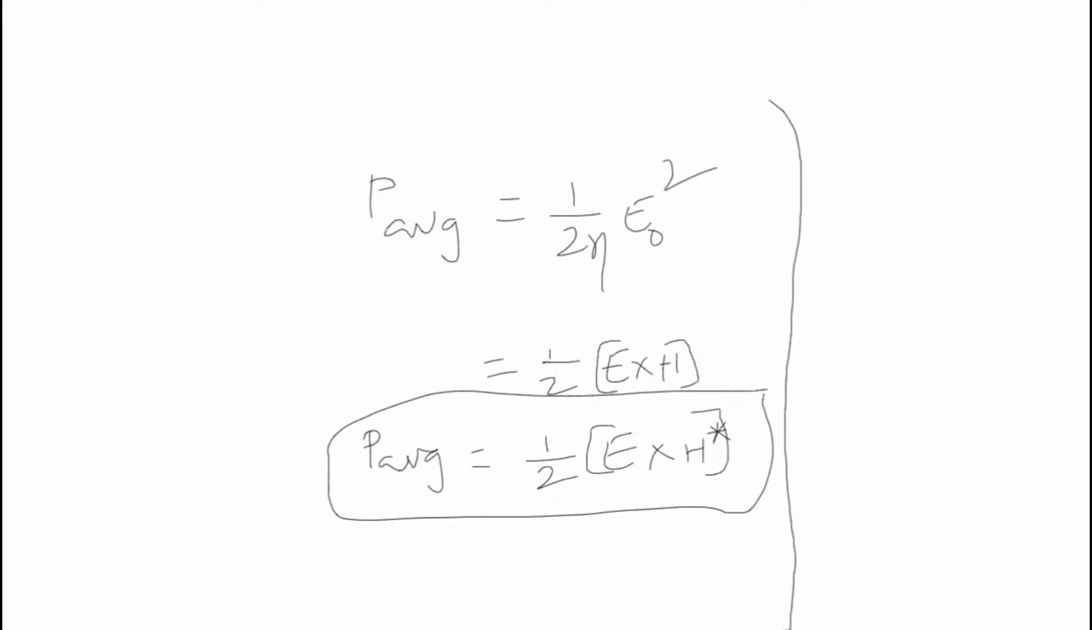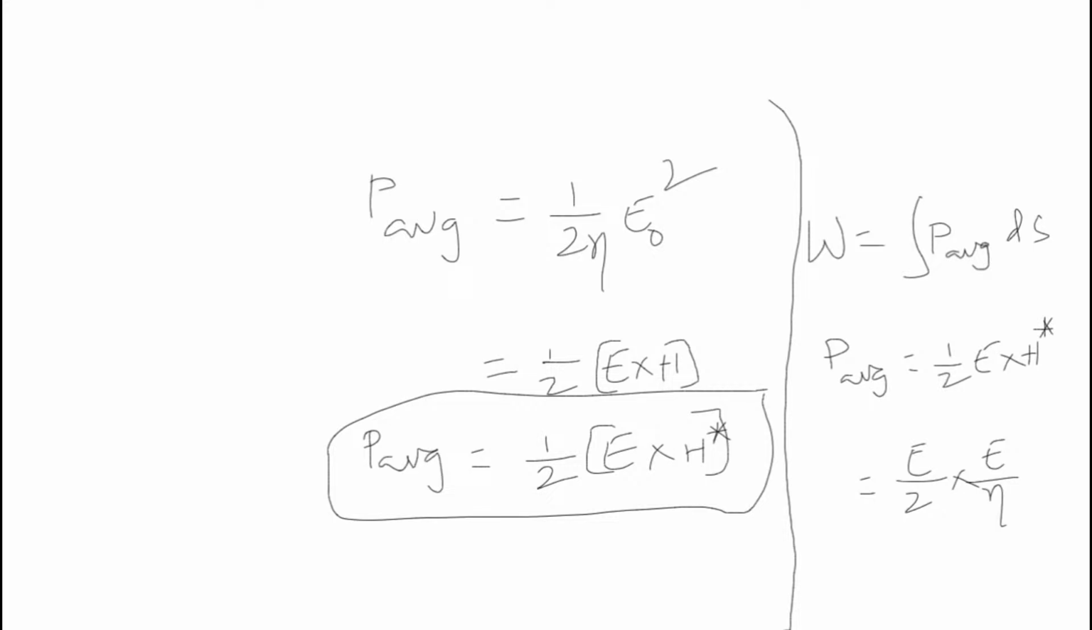That average power, that is W, is equal to integral P average dot ds, where P average is equal to 1 by 2 E cross H conjugate. If they are real, we can write simply 1 by 2 E cross H. So that is E by 2. H can be replaced with E by neta. Then it can be written as 1 by 2 neta E square. Okay, so this is about the P average, that is Poynting vector.